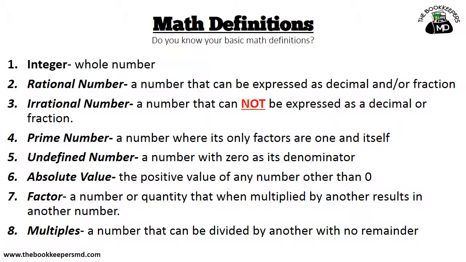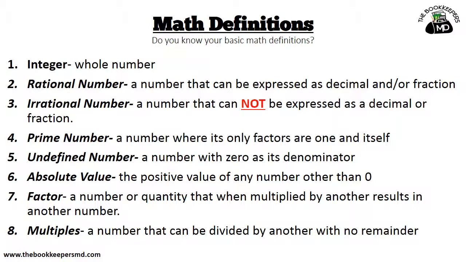Next, we have rational numbers. Rational numbers are numbers that can be expressed as decimals and or fractions. Irrational numbers are the complete opposite. These are numbers that cannot be expressed as decimals or fractions. Next, we have prime numbers. Numbers where the only factors are one and itself.